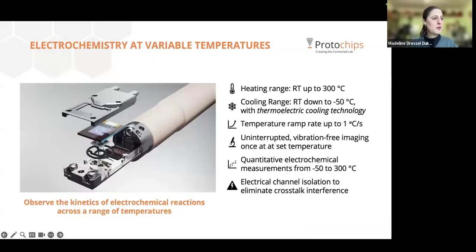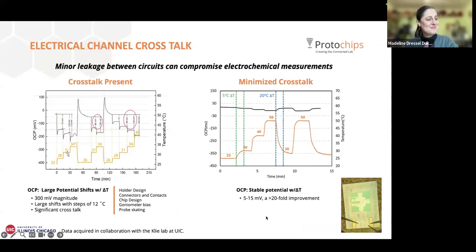So when you have, I'm just going to skip this one in terms of loading the holder. This was an initial prototype system, and this is what happens when you have a lot of crosstalk present. As you go to higher temperatures, which require a lot of power, you see really big shifts in the open circuit potential, which is going to completely mess up any electrochemistry measurements you're trying to make.